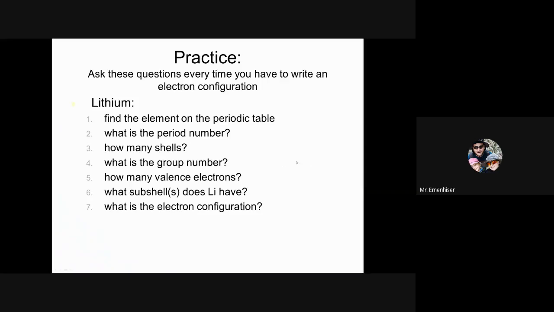Okay, let's practice. We should try to ask these questions every time we write an electron configuration. So find the element on the periodic table. It's atomic number 3, so it's period number 2. How many shells does it have? It's going to have 2 because it's on the second row. What's the group number? It's 1. So how many valence electrons? It's going to have 1. What sublevels does it have? It's going to have the S. And then the configuration will be 1s2, 2s1.